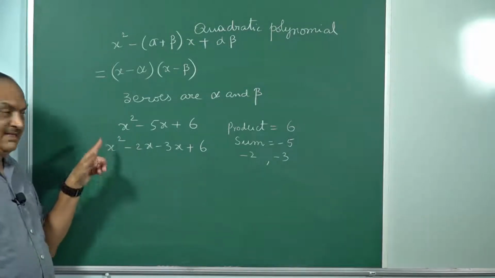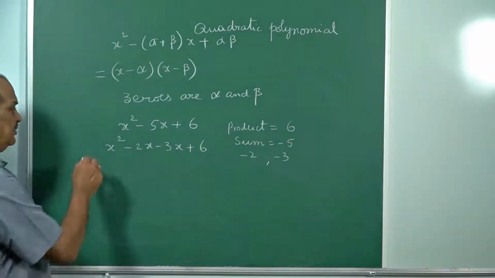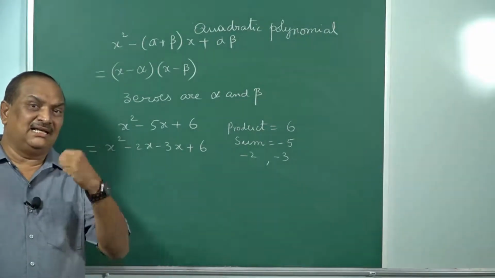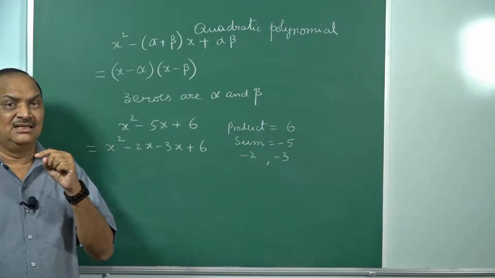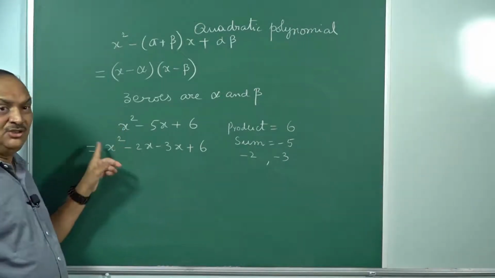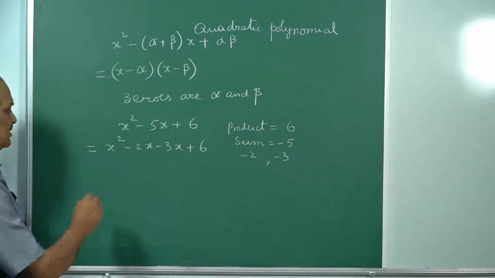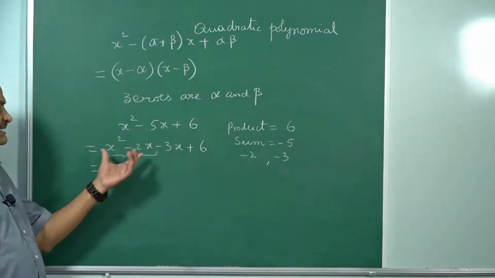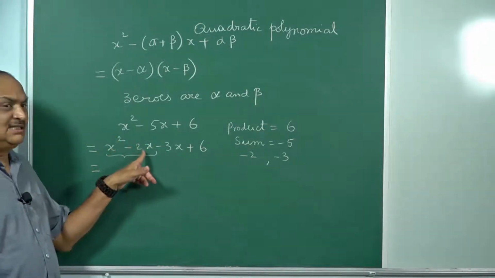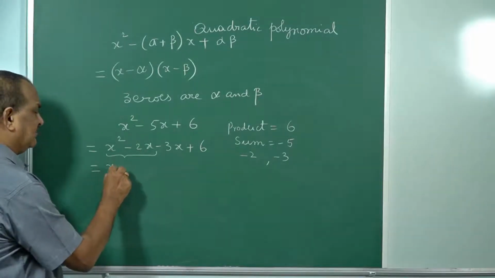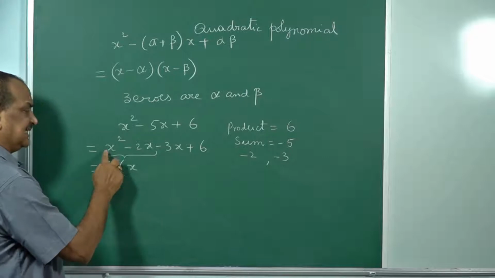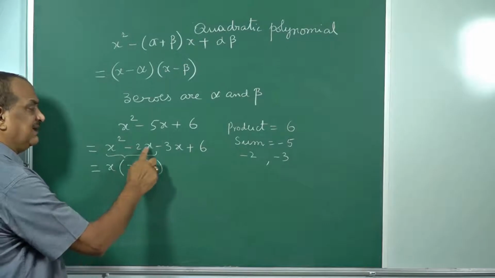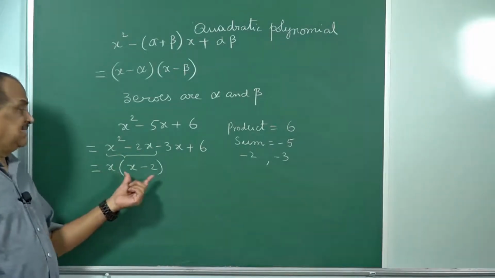This is an expression and this is an expression. So in between you can put is equal to. And remember one thing: between a statement and another statement you put implies, and between an expression and another expression you put is equal to. Fine, leave it there. In these first two terms, I can take out x as a common factor, because this is x times x, this is 2 times x. So if x is taken out as a common factor, x times x is x square, x times minus 2 is minus 2x. So x times x minus 2.